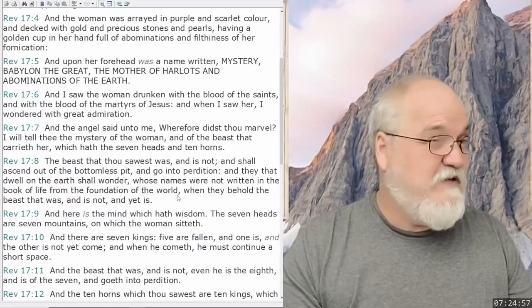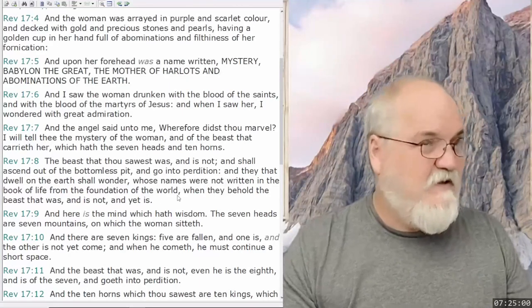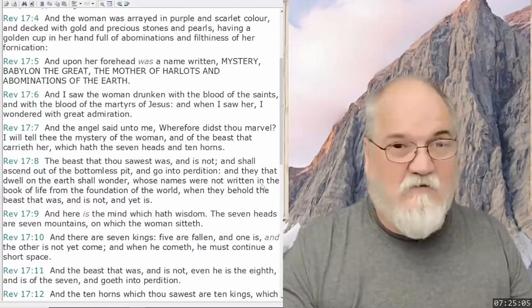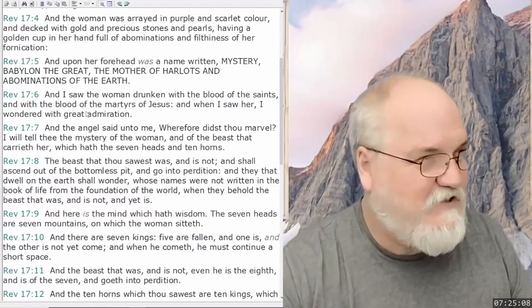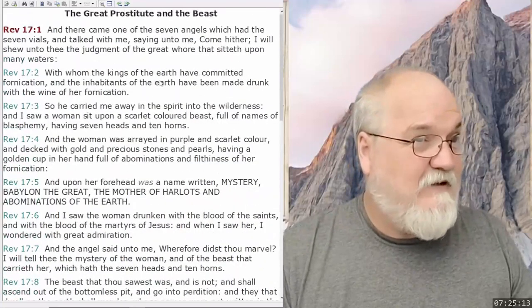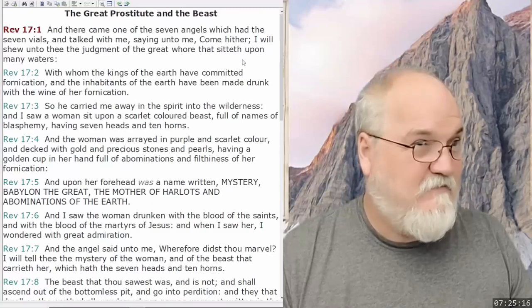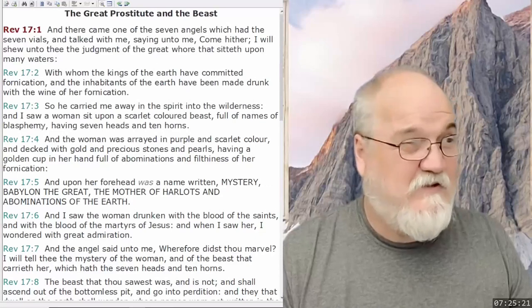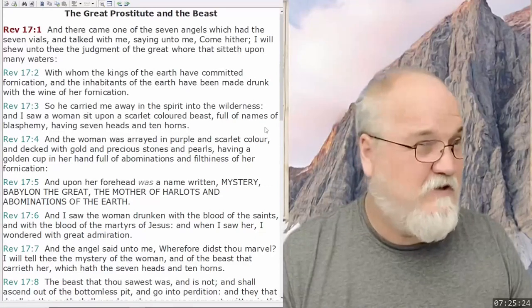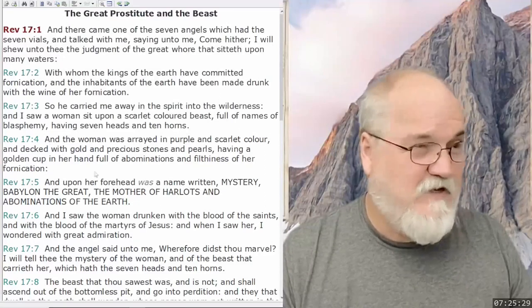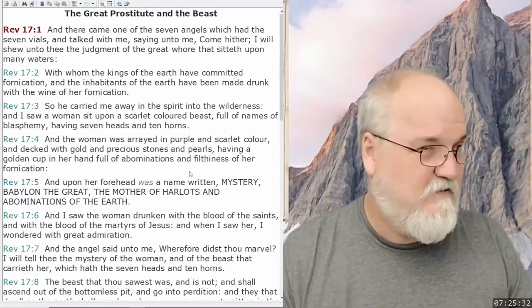But is it possible that the beast of Revelation 13 is the beast that ascended out of the bottomless pit that it talks about? Now we know here, and I'm not giving an answer here, I'm just asking some questions. Because when we look at this beast that she's riding, he carried me away into the spirit, into the wilderness, and saw a woman sitting upon a scarlet-colored beast full of names of blasphemy. Now, does it say anything about this beast coming up out of the bottomless pit in this first part?